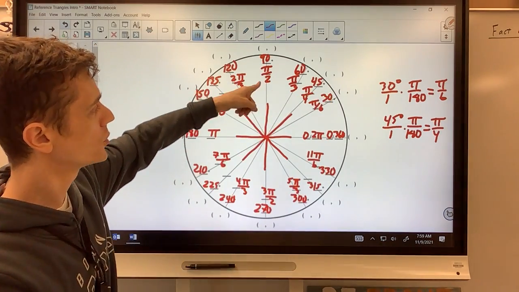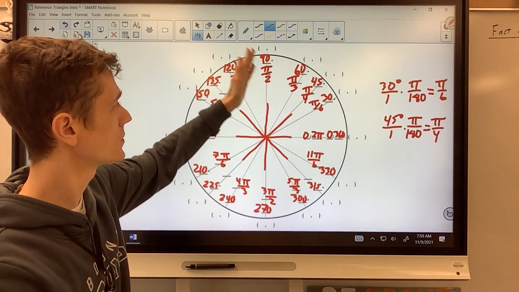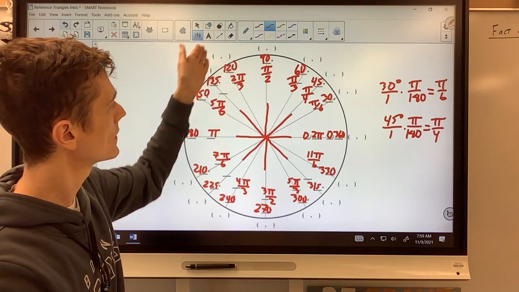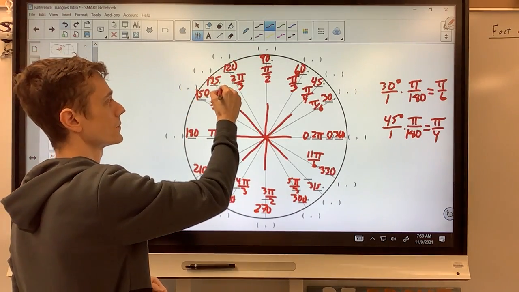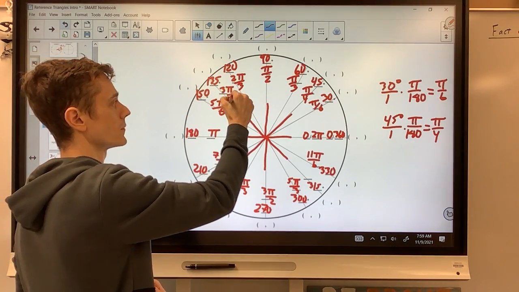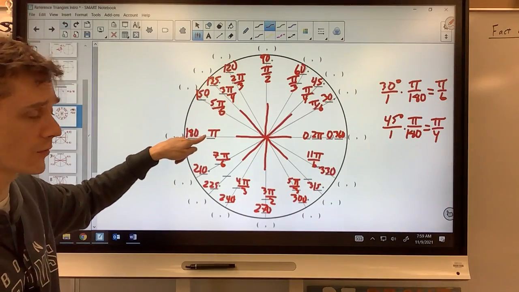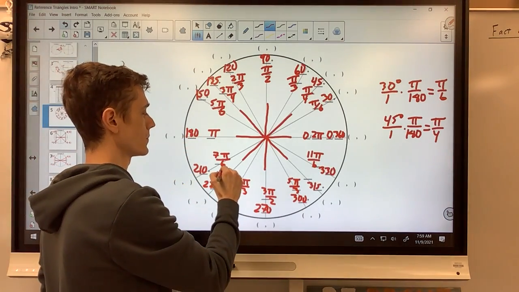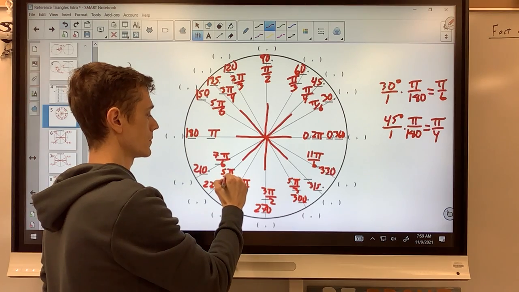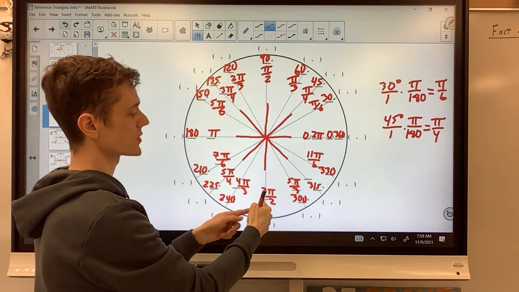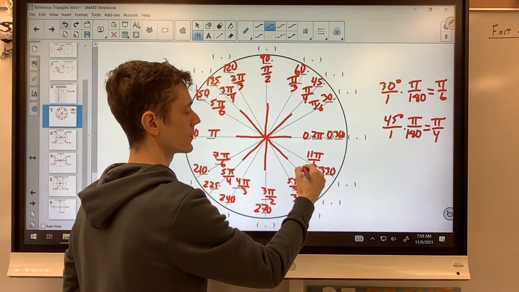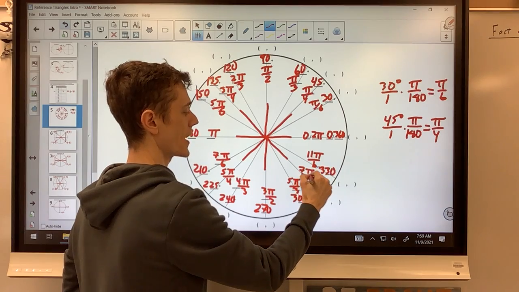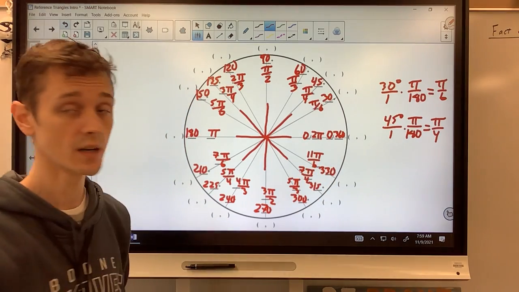The next one would have been 2 pi over 4, but we already filled that one in and reduced it. I just need to remember that that's the 2 mark. The next one would be 3 pi over 4. And then 4 pi over 4 has already been filled in and reduced. So next is 5 pi over 4. 6 pi over 4 has already been filled in. 7 pi over 4. So using those two patterns, you can fill in all of the radian measurements.